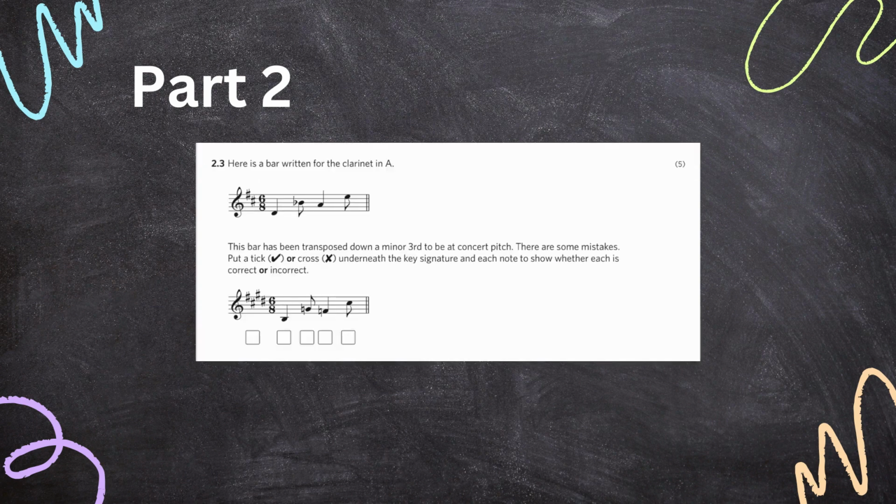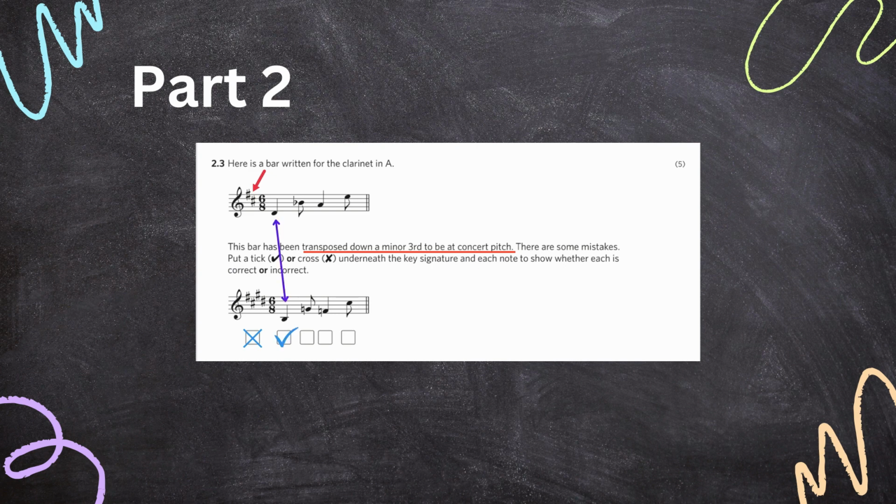Question 2.3 is related to transposition. The question suggests that the music passage has to be transposed down a minor third at concert pitch. The key signature here is D major. It should be in B minor if it transposes down a minor third. In B minor there are 2 sharps, however there are 4 sharps in the answer, so the first one is wrong.